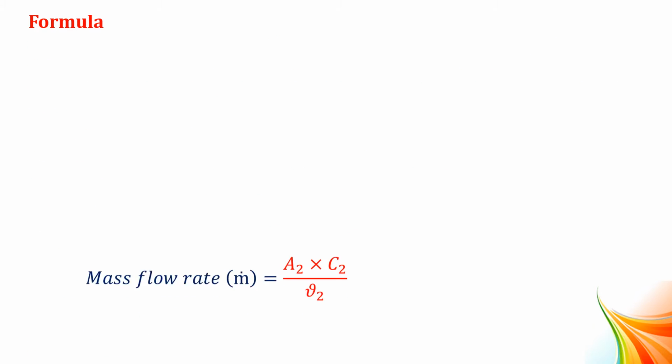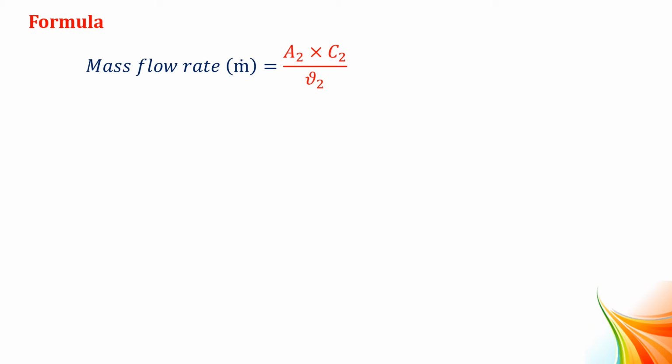For calculating the area, we have to write the formula for determining the area. So for calculating the area, we have to use the mass flow rate equation. In the mass flow rate equation, m dot equal to A2 C2 divided by V2. Mass flow rate is given in our problem. C2 and V2 values we have to find out. Then we can easily find out the value of A2.